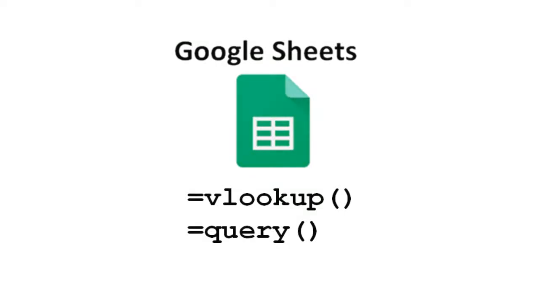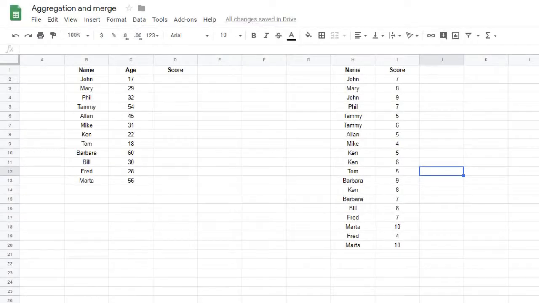Hi everyone. This is another video I'm doing on some of the more advanced functions you'd see in Google Sheets. In this case, we're going to do two things at once: combine merging data with aggregating data in one step. We're going to use two functions to do this, VLOOKUP and QUERY.